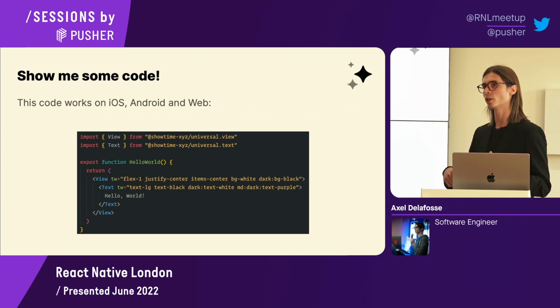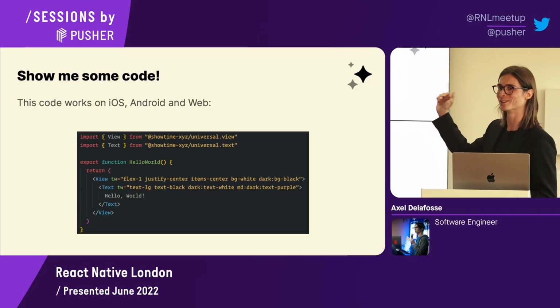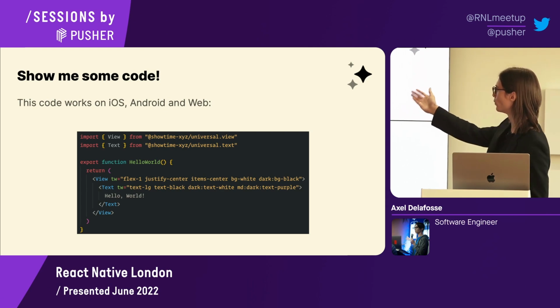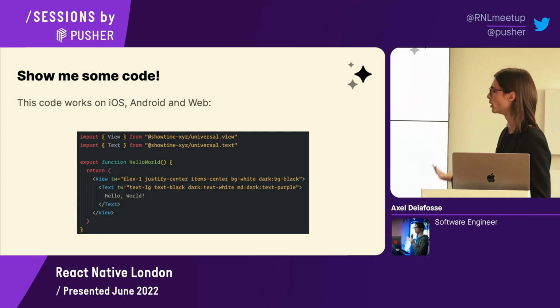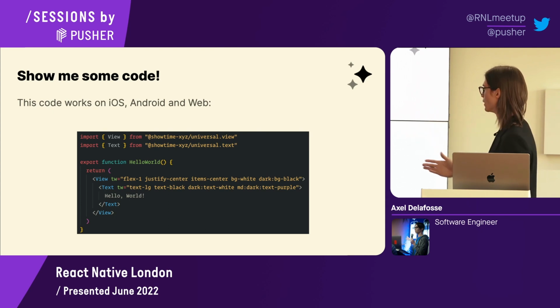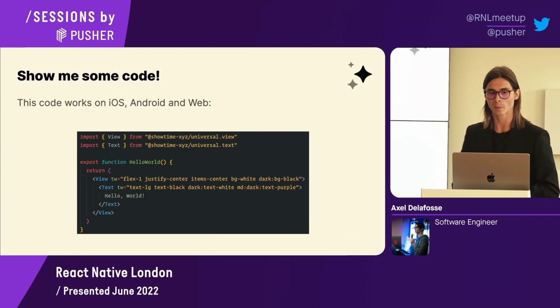I did this talk at app.js, and I got a lot of feedback. And one of them was like, just show what it is about. So here is some code. This code works on iOS, Android, and on web. You can see that you can import the view and the text as you would on React Native, but from our own Showtime universal packages, and you can style them using Tailwind. It's very easy, and it works amazingly well for us.